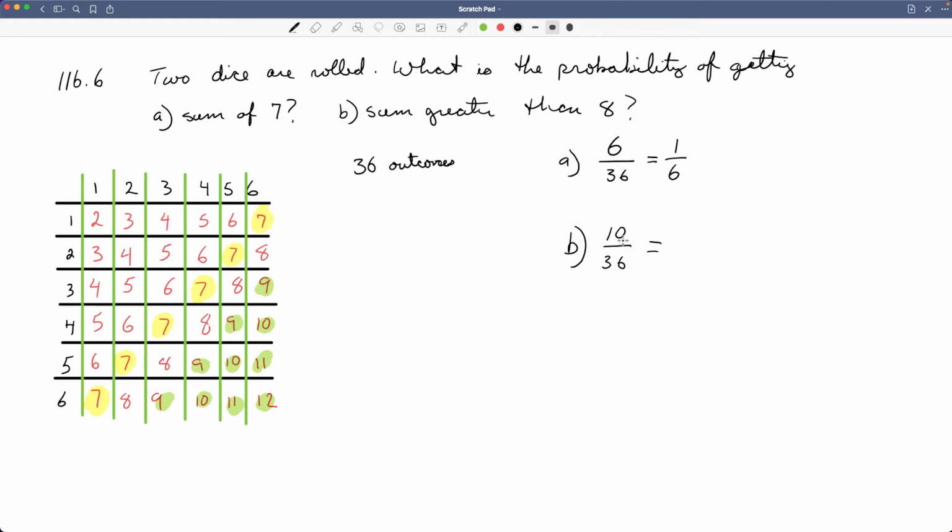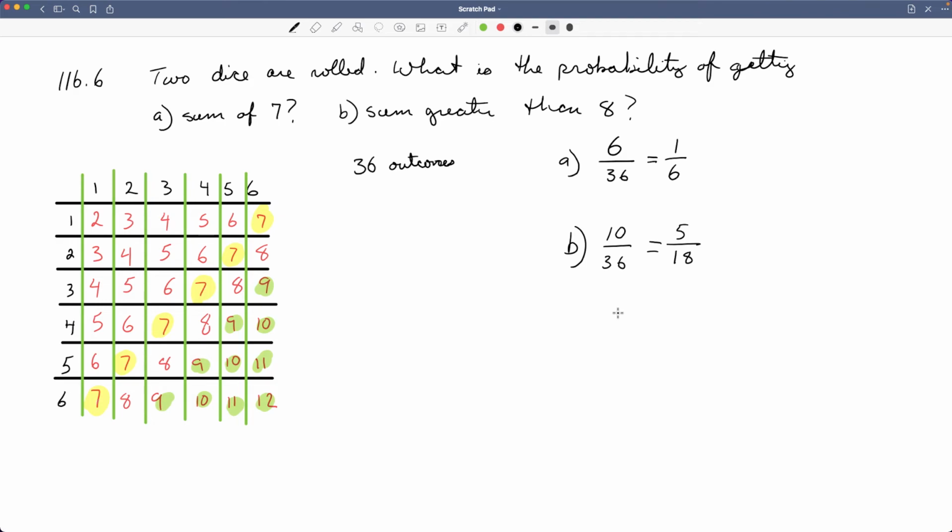Now we can reduce that a little bit. We can divide this by 2 and get 5, and we can divide this by 2 and get 18. So 5 out of 18 is our probability of getting a sum greater than 8 when we roll 2 dice. 10 out of 36 rolls, or 5 out of 18.